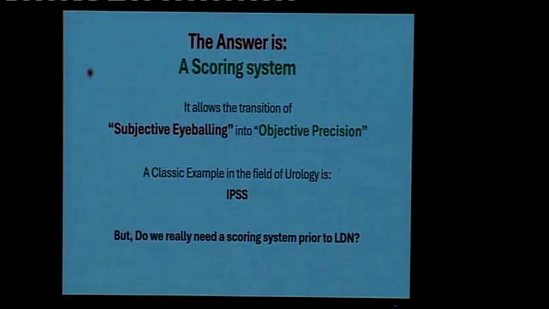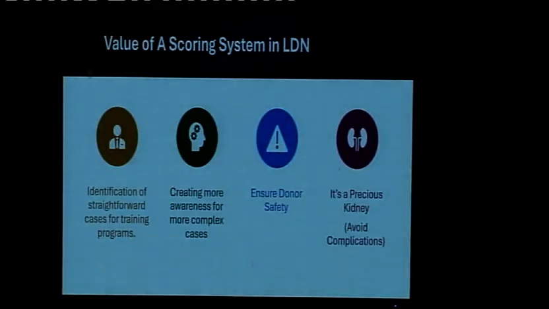But for lap donor nephrectomy, do we really need a scoring system prior to laparoscopic living donor nephrectomy? The answer is yes, because developing a scoring system has many values. It identifies the straightforward cases for training programs. It creates more awareness for more complex cases. It helps to ensure the donor safety. We are dealing with a healthy individual who's willingly donating one of his organs, and we want to avoid any mishaps and any complications. We are dealing with a precious kidney. Any major complication in the graft can cost us an arm and a leg. That's why we need the scoring system.